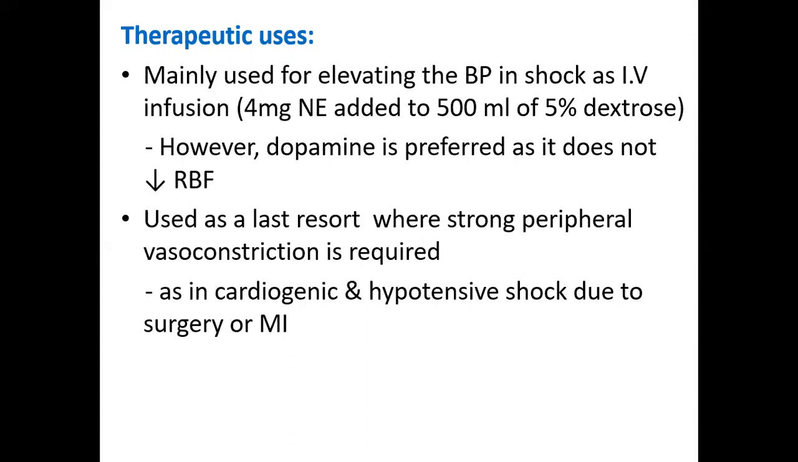Therapeutic uses: mainly used for elevating the blood pressure, as in shock, as IV infusion. It is mainly used in treatment of shock and has to be administered as IV infusion, that is 4 mg noradrenaline added to 500 ml of 5% dextrose. However, dopamine is preferred as it does not decrease renal blood flow. So in some conditions wherein the patient is in shock, the preferred drug is dopamine, but noradrenaline is also used. Dopamine is preferred more because it does not decrease renal blood flow.